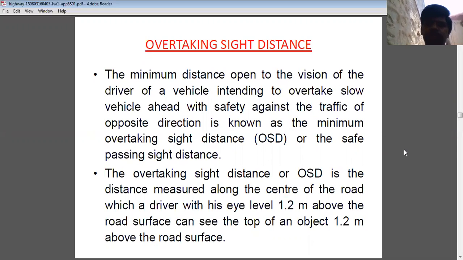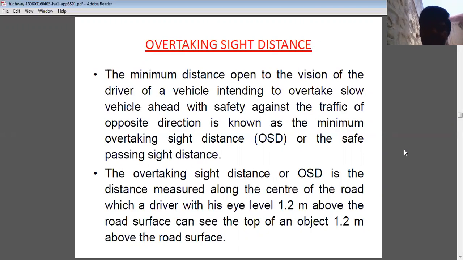The minimum distance open to the vision of the driver of a vehicle intending to overtake a slow vehicle ahead, with safety against the traffic of opposite direction, is known as the minimum overtaking sight distance or the safe passing sight distance. For example, the minimum distance required to overtake one vehicle from another, by looking at the opposite direction for any vehicle coming, is called overtaking sight distance.